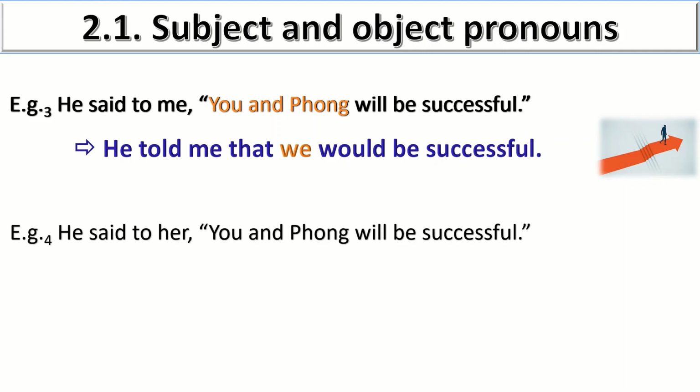Now let's move to example 4. He said to her, "You and Phong will be successful." And I have to use Vietnamese again in this sentence.